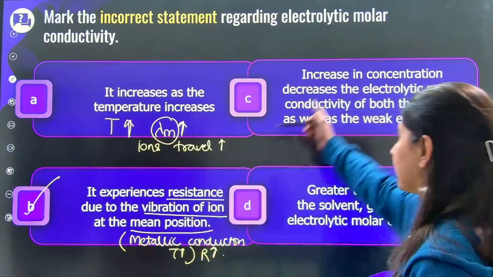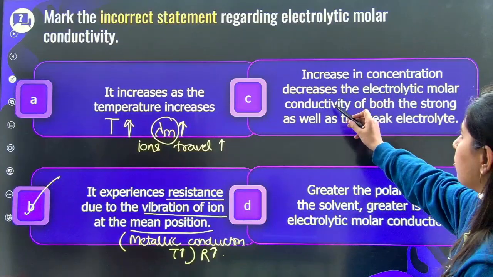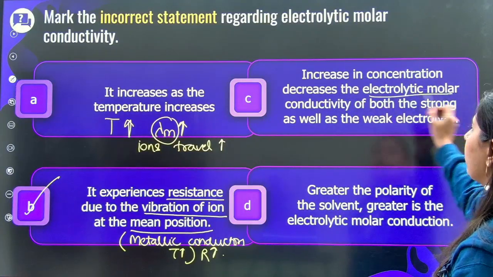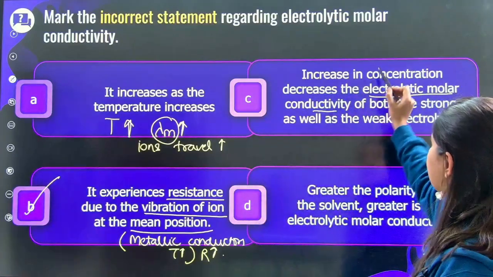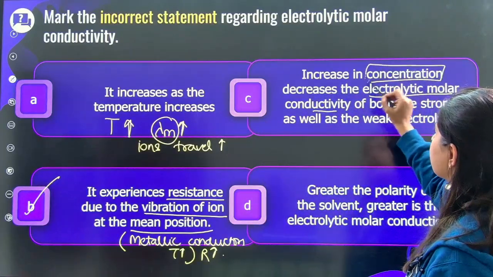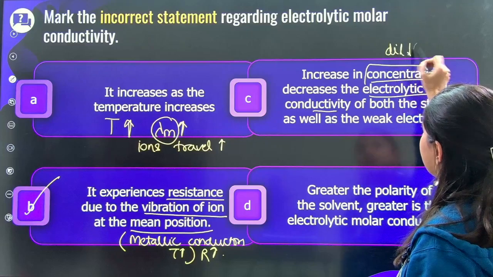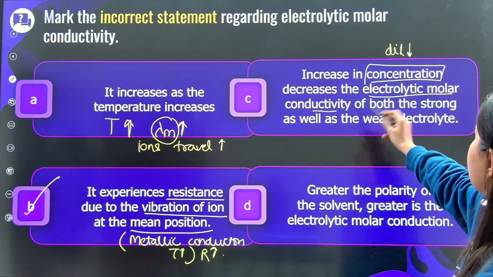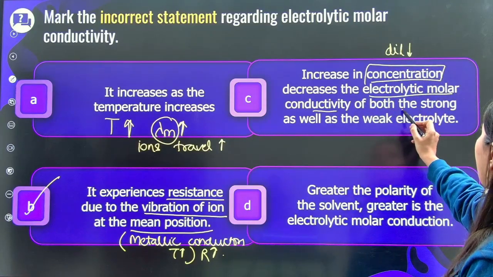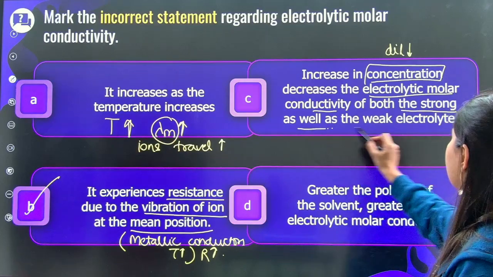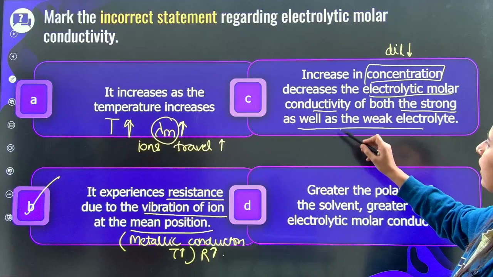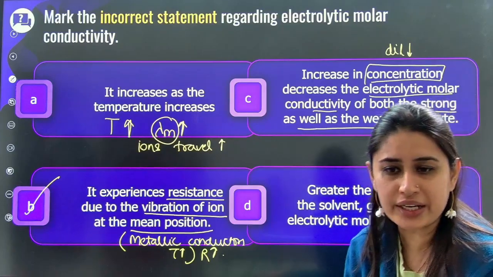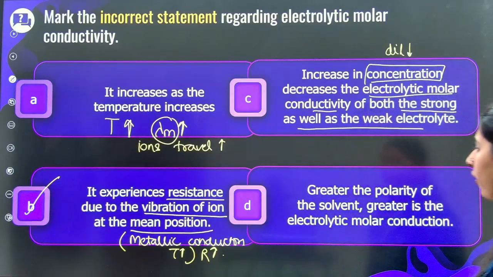So this is incorrect. Increase in concentration decreases the electrolytic molar conductivity, which most of you have given right. How come this is right? When it is saying increasing the concentration, that means dilution is less. Lesser the dilution, the electrolytic molar conductivity of both strong and weak electrolyte decreases. This is absolutely right. If dilution is going to decrease, the molar conductivity of both strong and weak electrolyte is going to decrease. That's perfectly all right.